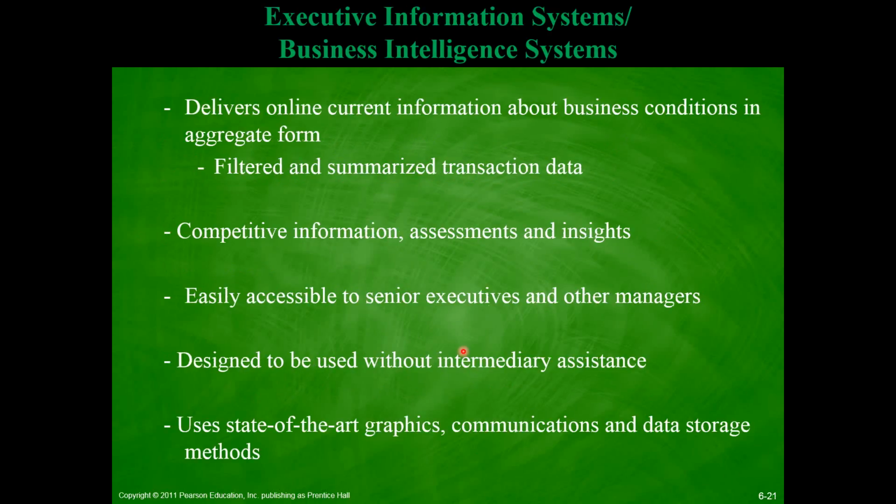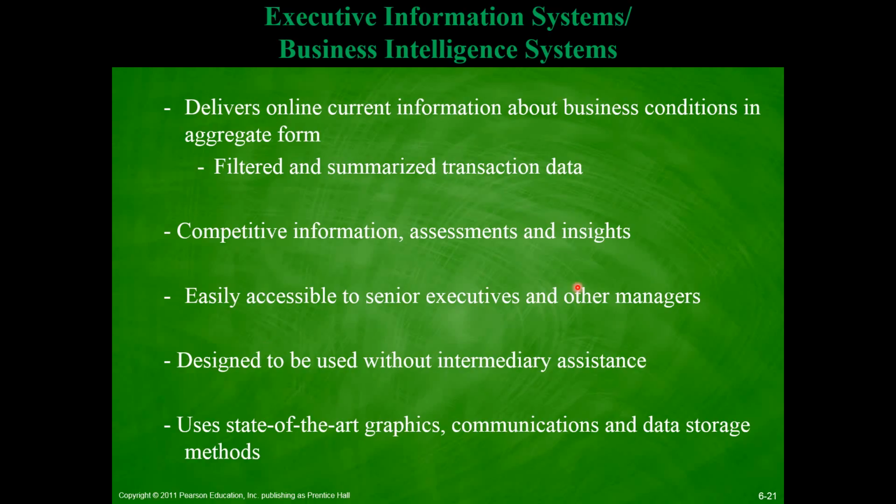So what do executive information systems do? Well, they deliver current information about business conditions in aggregate form. The information is highly filtered and summarized because executives may not have time or knowledge about technicalities or little details. Again, it's competitive information, which means assessment and insights about high-level trends within the internal and external environment.